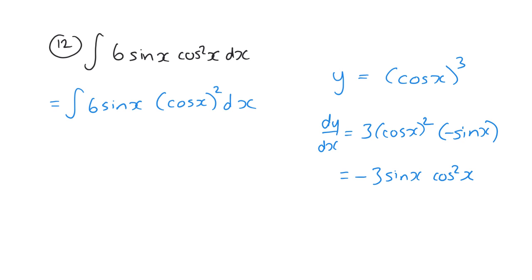So we need to get rid of the minus, and we want a 6 instead of the 3, so we're going to multiply by minus 2. So I'm going to multiply my guess by minus 2. So our answer is minus 2 cos cubed x, and then plus c.